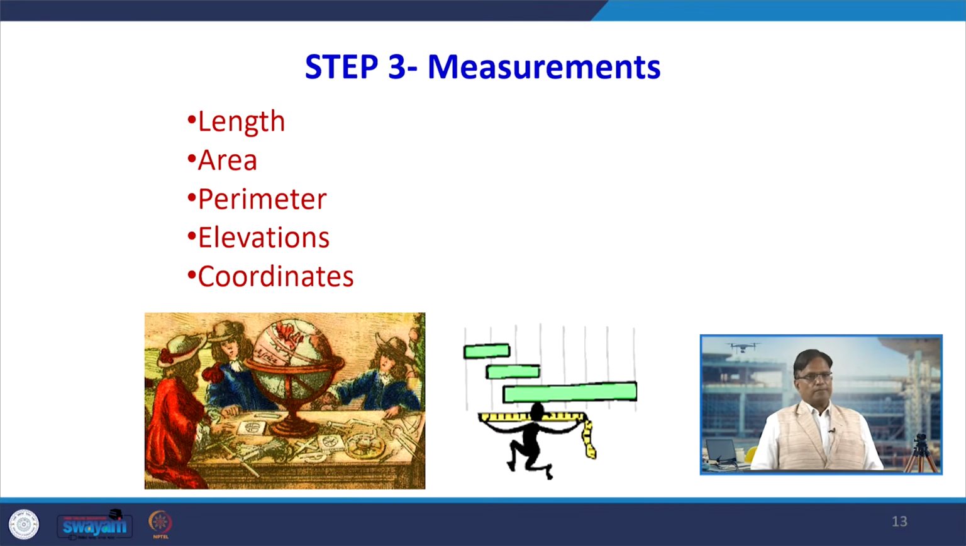Then step 3 was the measurements. Once you have prepared the maps, they were used to take certain measurements from the map, so that these measurements can be used for better, accurate planning of the facilities on the ground. These measurements include length, area, determining the perimeter, determining the elevation and elevation difference of the points, and determining the coordinates. So these are all 3 important steps which are involved in the mapping system.